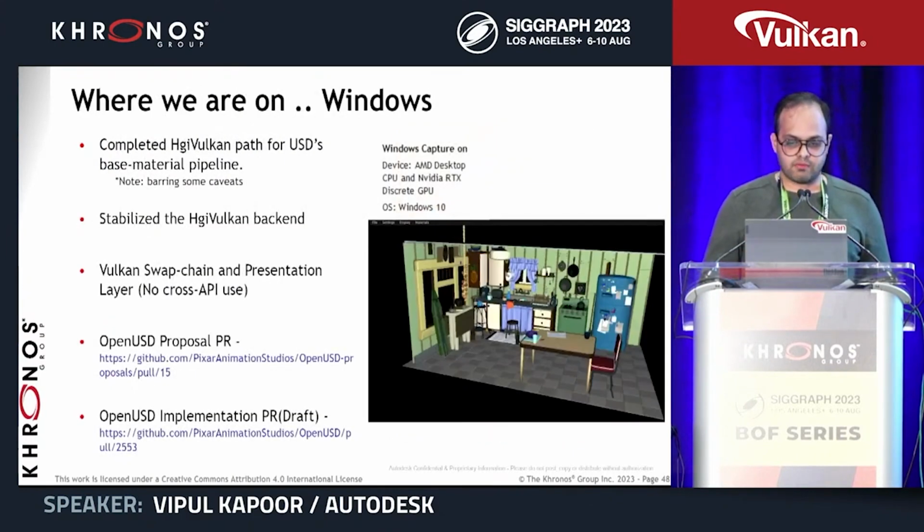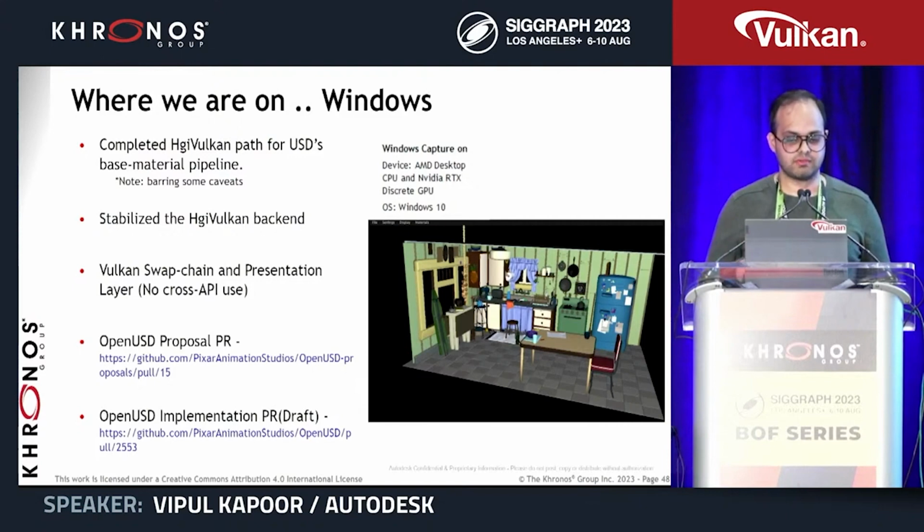Now, quickly talking about where we are in this journey of using Vulkan. The current implementation of HGI Vulkan in OpenUSD, like Mauricio pointed out, is neither complete nor stable, so we at Autodesk prioritized this and have completed the HGI Vulkan feature path for USD's base material pipeline, barring some caveats. We have disabled features like instancing, blending, and direct MSAA drawing because they are currently broken. However, these are our known gaps, and we intend to resolve them immediately in our upcoming iterations. We have stabilized the Vulkan backend using industry standard tools and techniques, which I'll be talking about on the next slide.